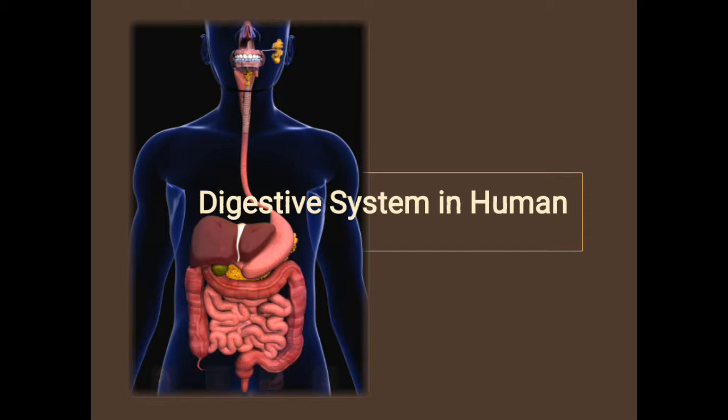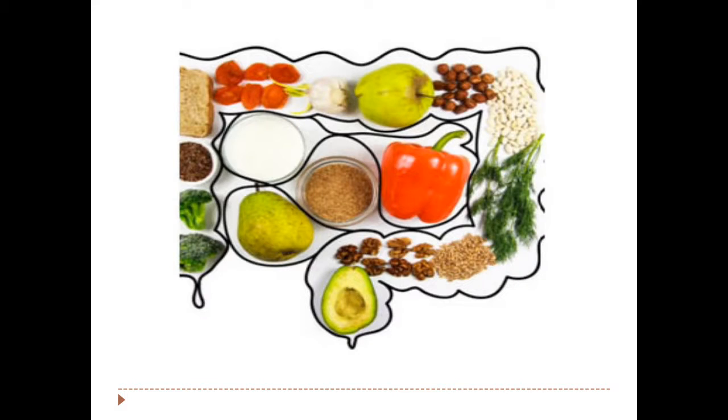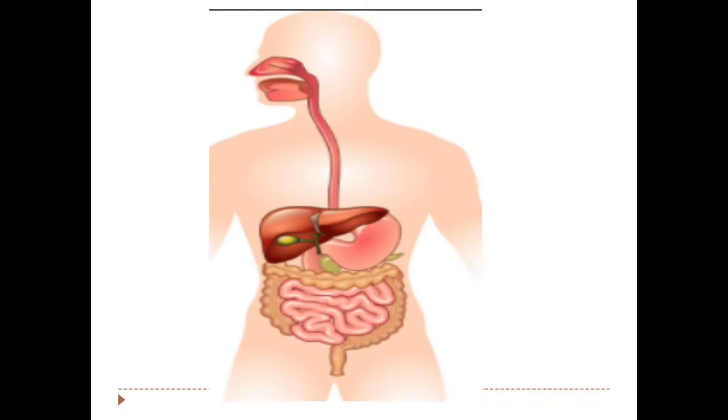Today I am going to discuss the digestive system in humans. So, what is the digestive system? The system of our body that converts complex food into a simple form that can be absorbed in our body is called the digestive system. This digestive system helps to convert complex foods into simple nutrients that can be easily absorbed in our body. So, this digestive system must have some parts.